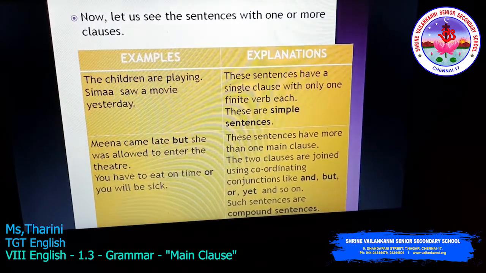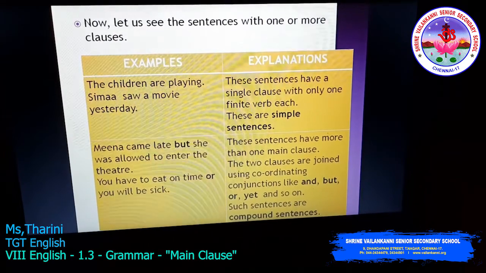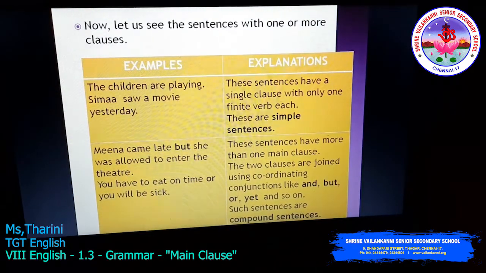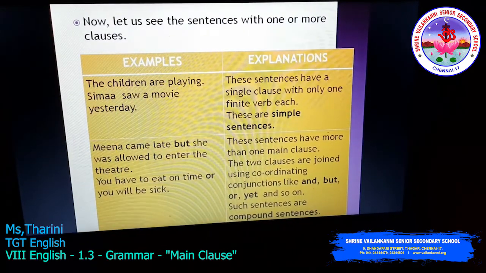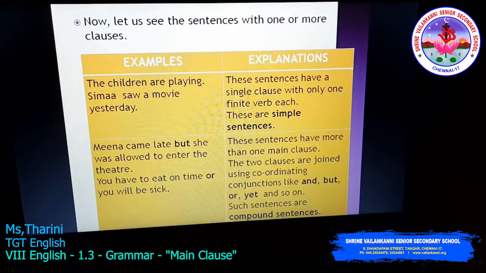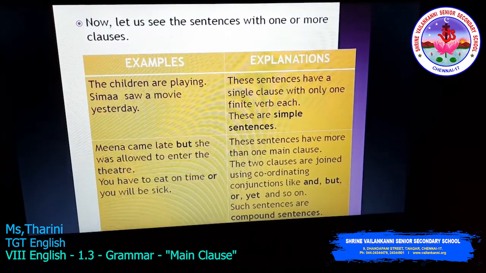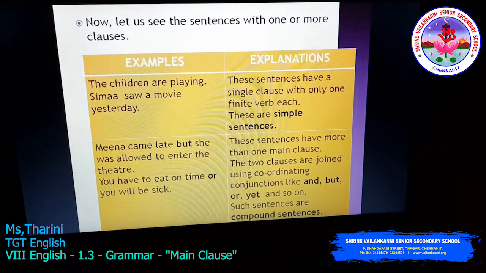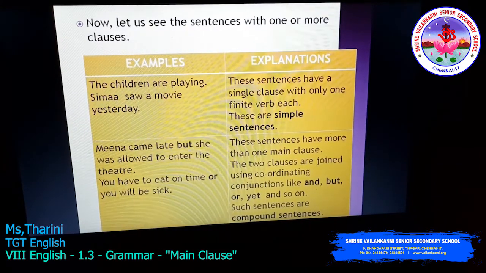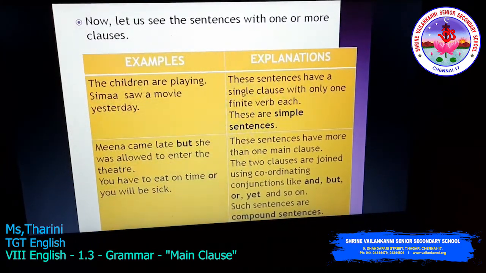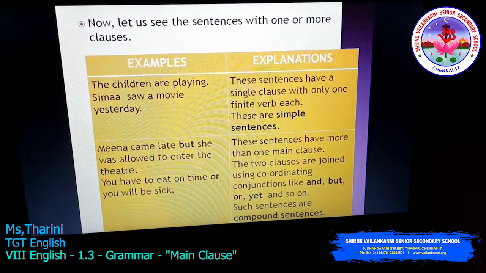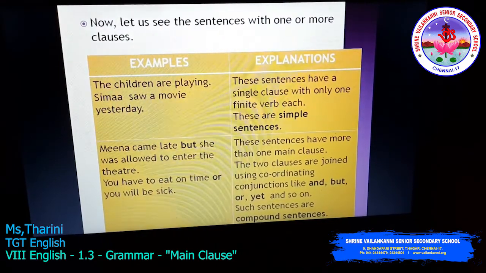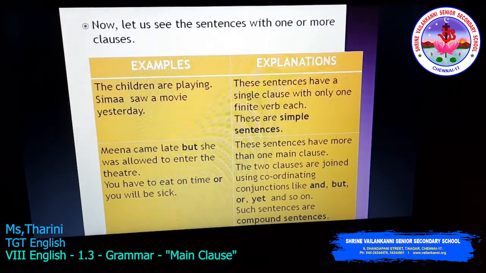Meena came late, but she was allowed to enter the theatre. You have to eat on time or you will be sick. These sentences have more than one main clause. Yes? So, in the first sentence you can see both are main clauses. Listen. Meena came late. If I keep a full stop, that is a complete sentence. The next one, after but. She was allowed to enter the theatre. If there is a full stop in that, then that is again a main sentence, which is independent sentence.